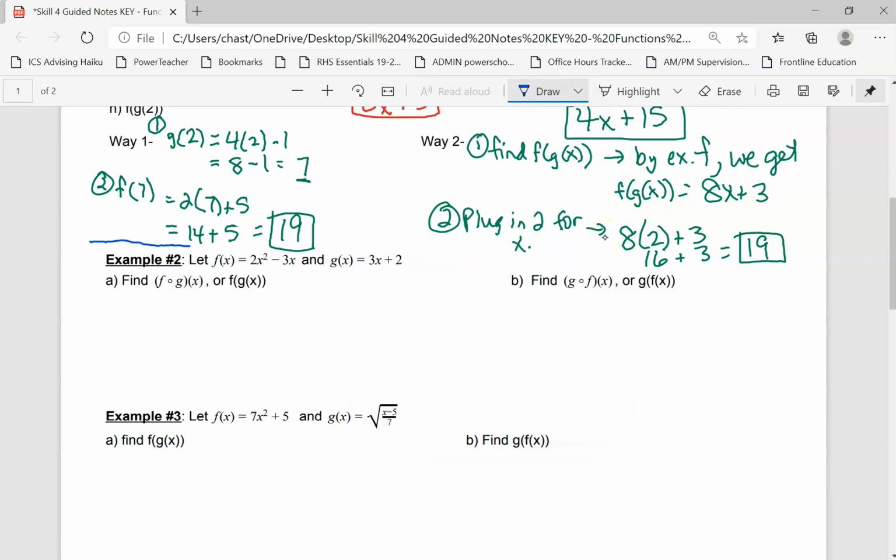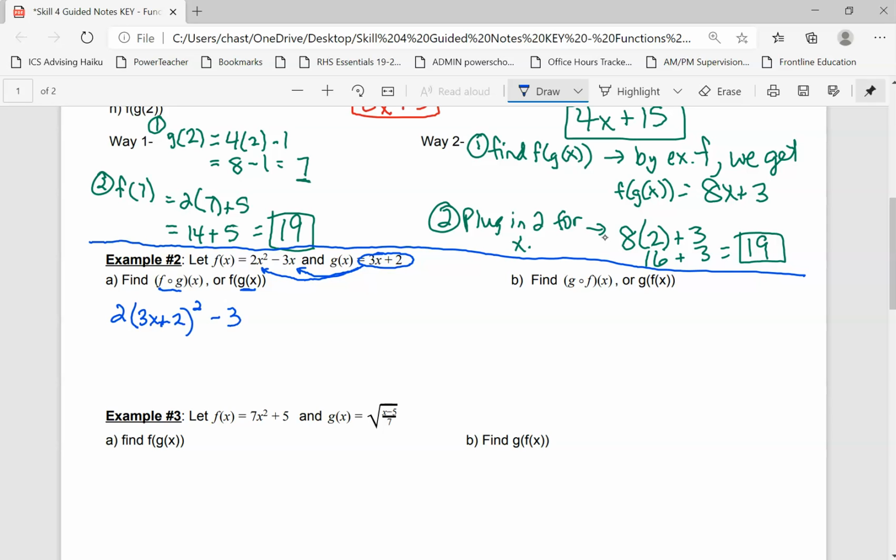So, example 2, you'll notice here I have a quadratic and a linear. If you see this notation f circle g, that means you're just finding f of g of x. So we're taking g of x and we're going to substitute that in for the variables of f of x. So we have to make it a substitution twice. So we have 2 times the quantity 3x plus 2 squared minus 3 times the quantity 3x plus 2.